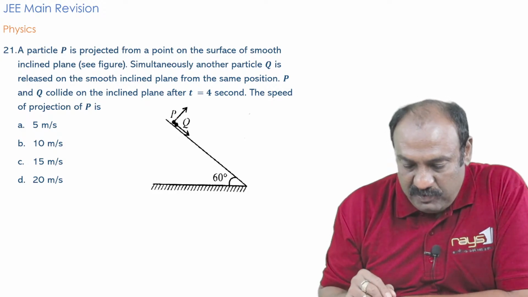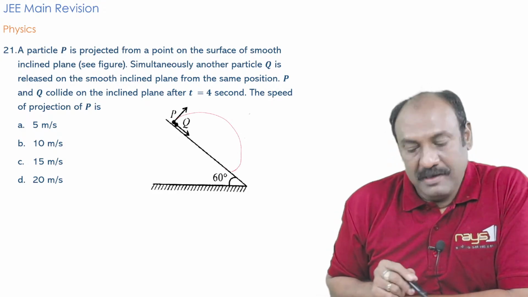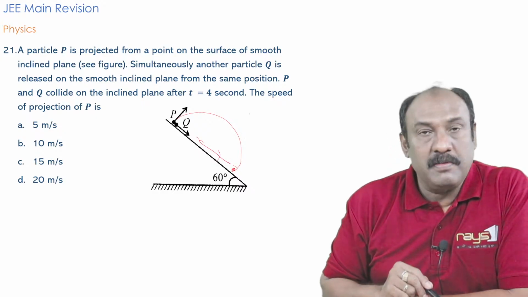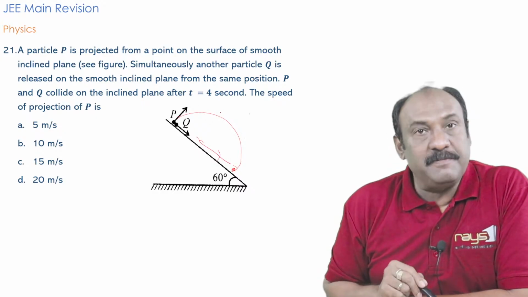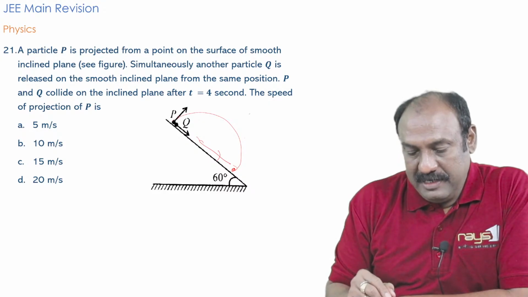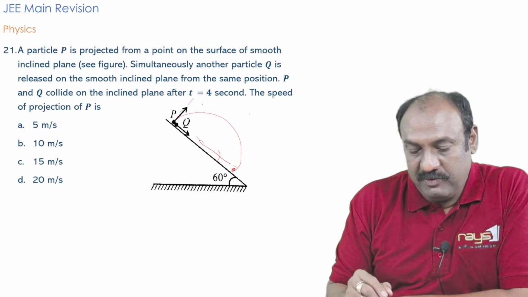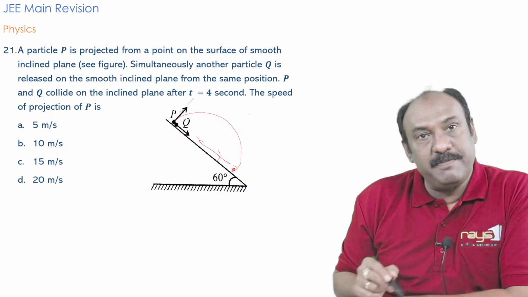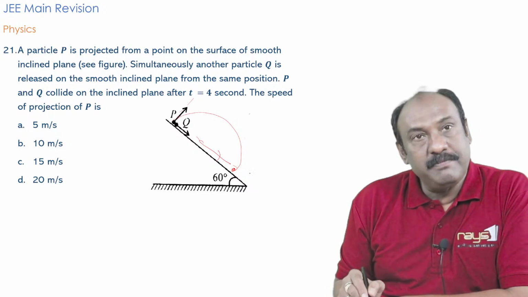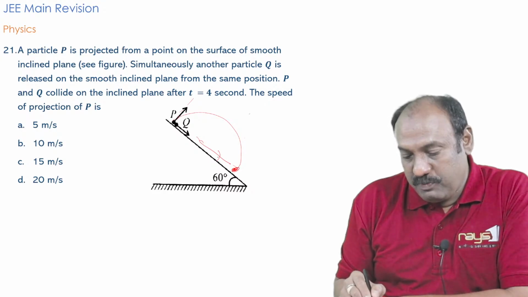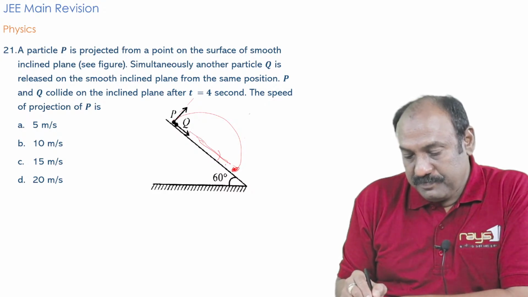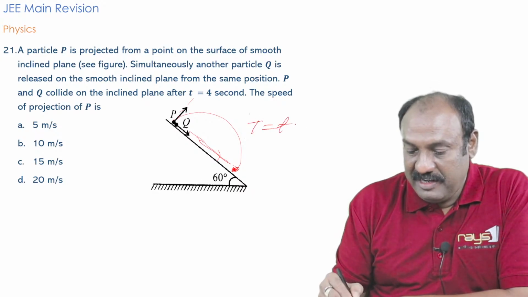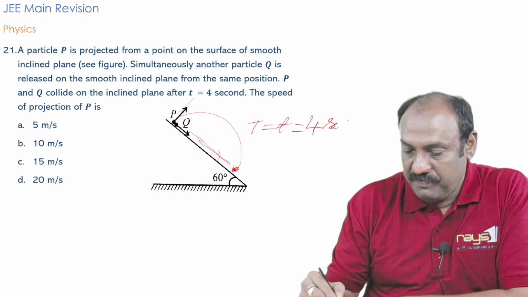So when it is projected, it goes like this, and at the same time Q reaches. This is the velocity of the projection. Even though it is projected with this velocity, it moves due to gravity. Due to gravity it moves along this parabolic path and strikes Q at this point. So this time of flight is given as t, which equals 4 seconds.